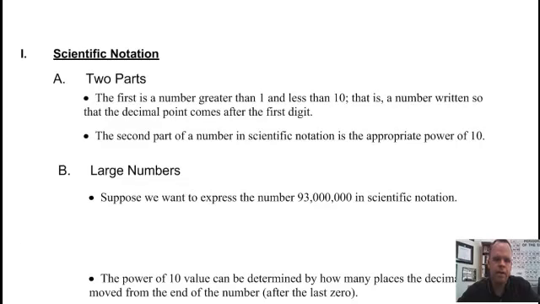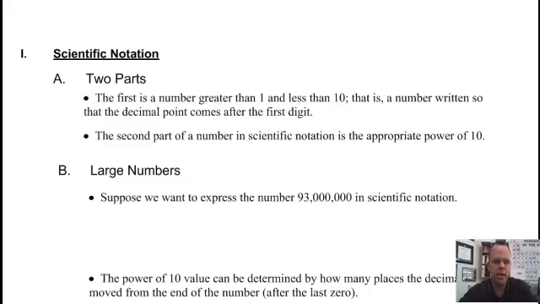Our first video in the class is going to be about scientific notation. Scientific notation is something you learned a lot about in middle school and you've used in your previous science courses, but we want to go over it one more time to make sure that we're all on the same page with working with very large and very small numbers, which is the value of scientific notation.